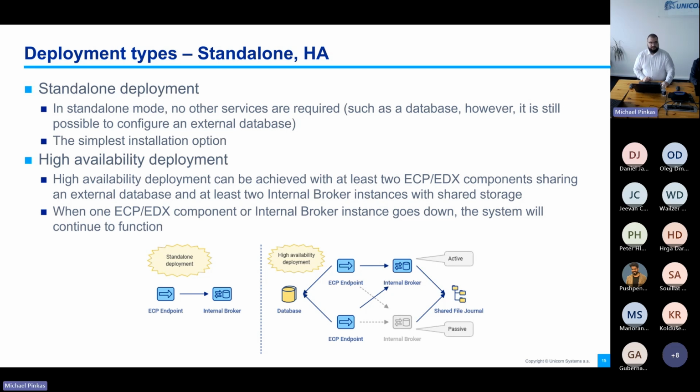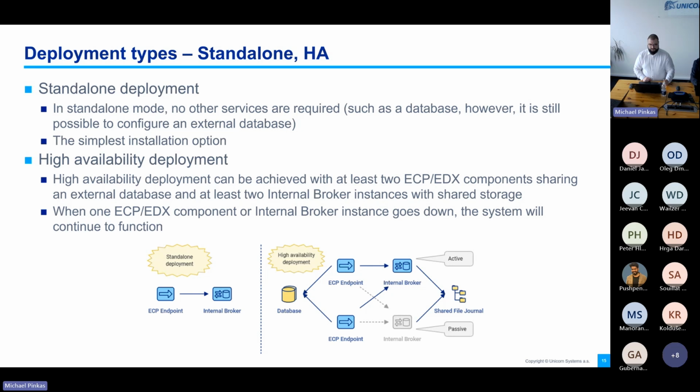The second option for the deployment, or the second type, is high availability deployment. That one can be achieved with at least two ECP or EDX components sharing one same external database, and at least two internal broker instances with shared file journal.